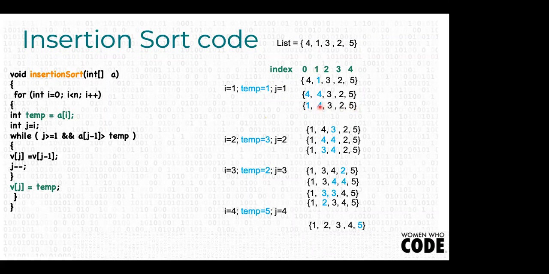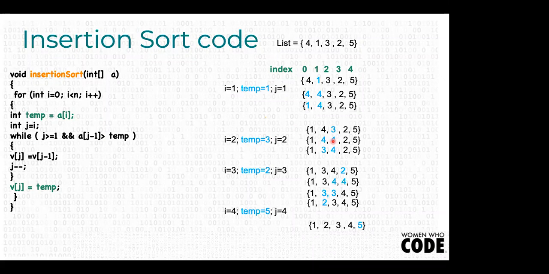Now looking at index 2 here, temp will be 3, and j will hold whatever value i has. And now it does the comparison to check all the elements to the left of i to see if they're lesser or greater in comparison with the temp. Here 3 is definitely smaller than 4. So in that case, we simply copy that element 4 to here.